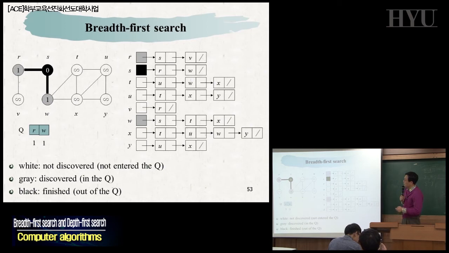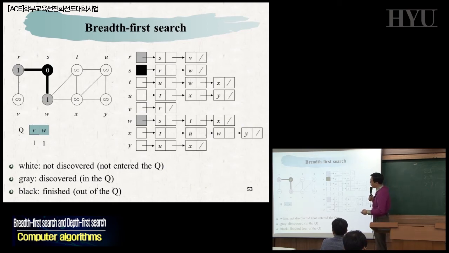Okay, white vertices are undiscovered vertices, and gray vertices are newly discovered vertices in the queue. And black vertices are finished vertices out of the queue. And now we do the same thing repeatedly until the queue is empty. So what is the next step? The next step is this.